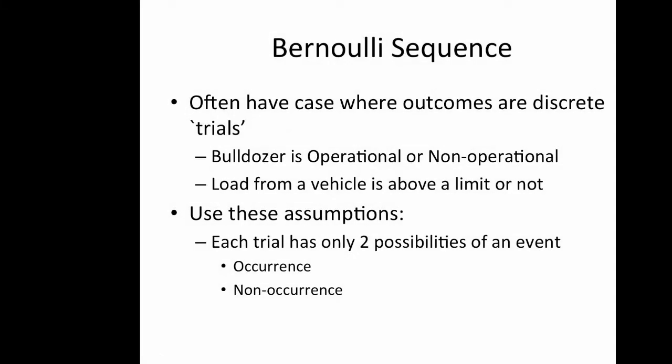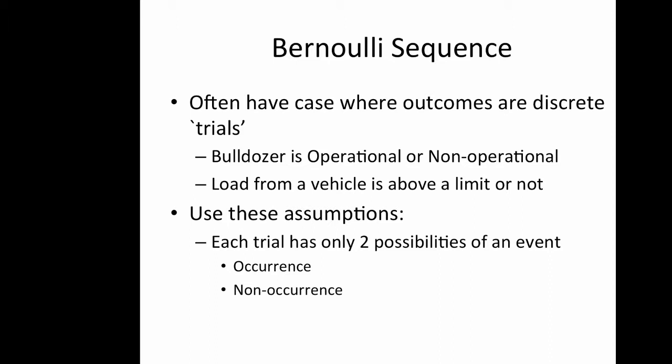Our next topic is the Bernoulli sequence. Often we'll have a case where the outcomes are discrete, what we call trials. An example of it would be the previous examples we did in Chapter 2 and earlier in Chapter 3 of the bulldozer. It's either operational or non-operational. So an evaluation would be for the single bulldozer, is it operational or is it non-operational? That's what we would call a trial.